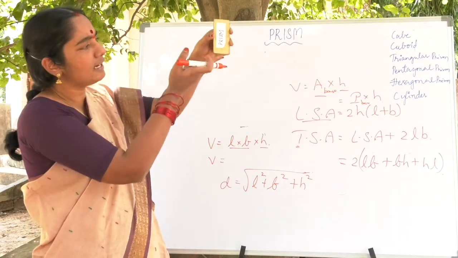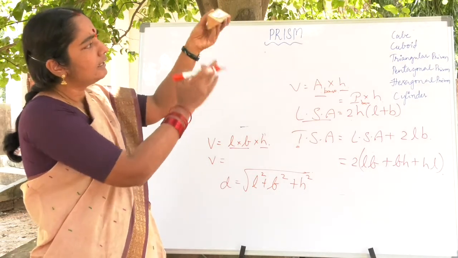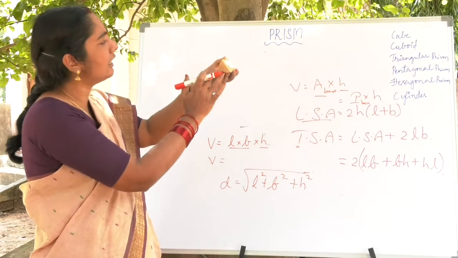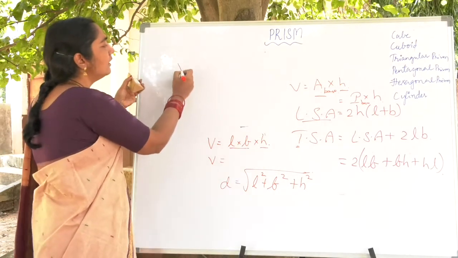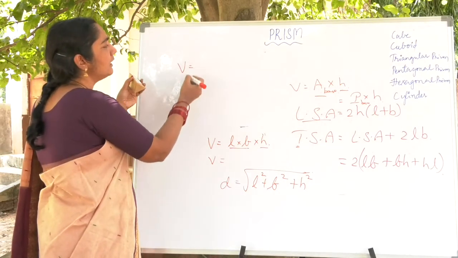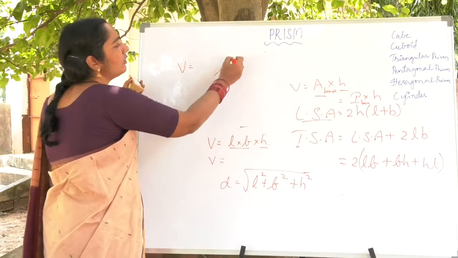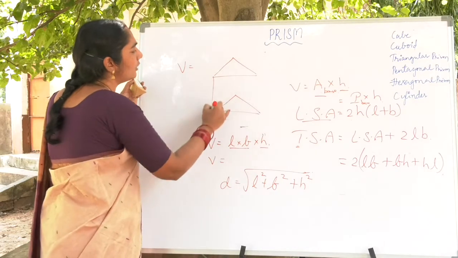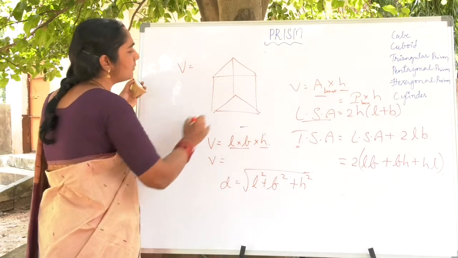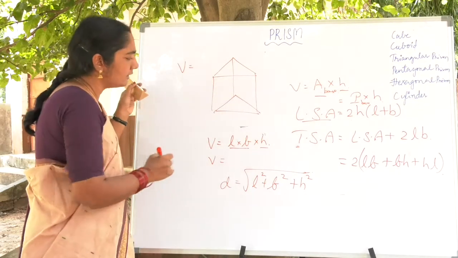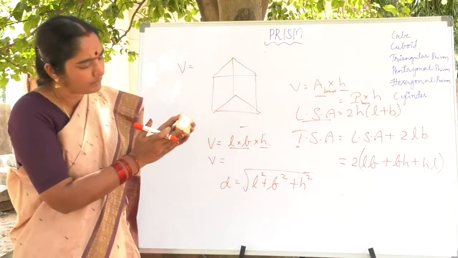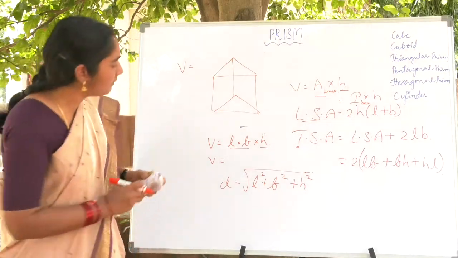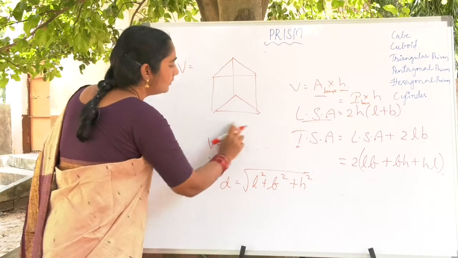Volume is nothing but area of the base. Area of the base is nothing but area of the triangle. In the case of a triangular prism, all of you can draw the diagram: you can draw two triangles and join them, then you will get a triangular prism. So let us see the area of the base: it is half into base into height.